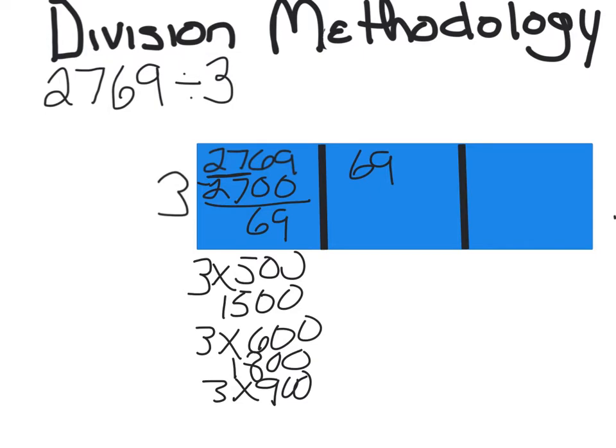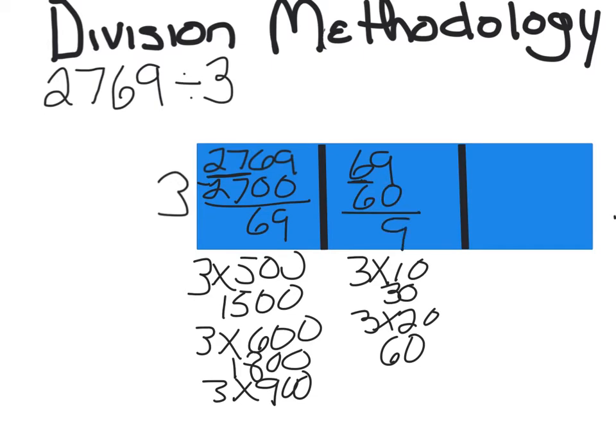Now here, we're going to be going after the tens place, what's in the sixth. So 3 times 10 is 30, 3 times 20 is 60, and there we go, 60. Leaves us 9. Now we know right off, fact family, 3 times 3 is 9. Subtract that out.